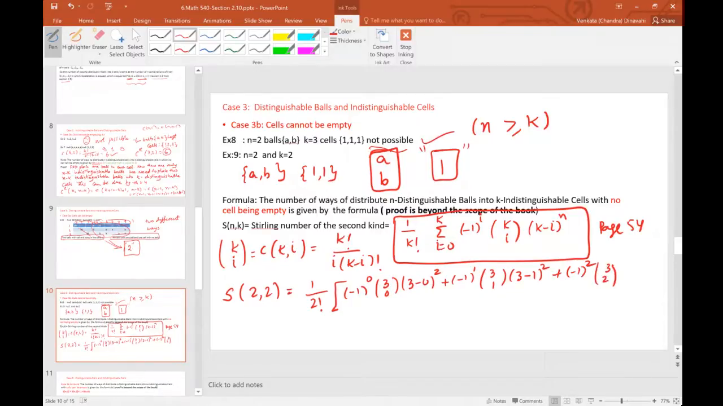See, i is running from 0 to k, right? K in this case is going to be 2. So k is, I apologize, in this case k is 2. I keep writing 3 here. I'm so sorry guys, this is simply 2, please remember.